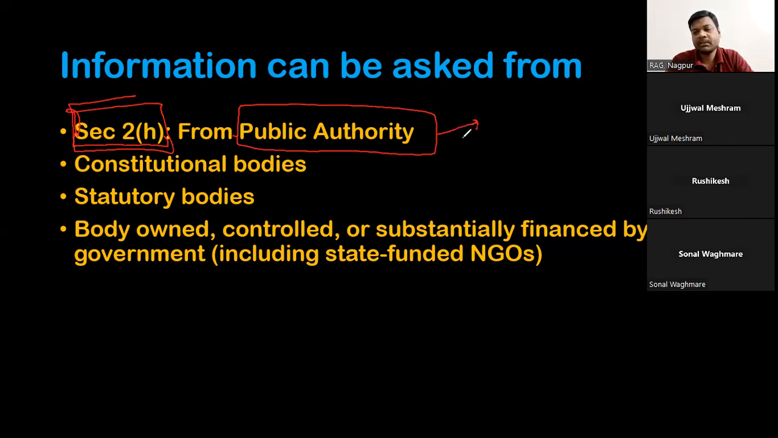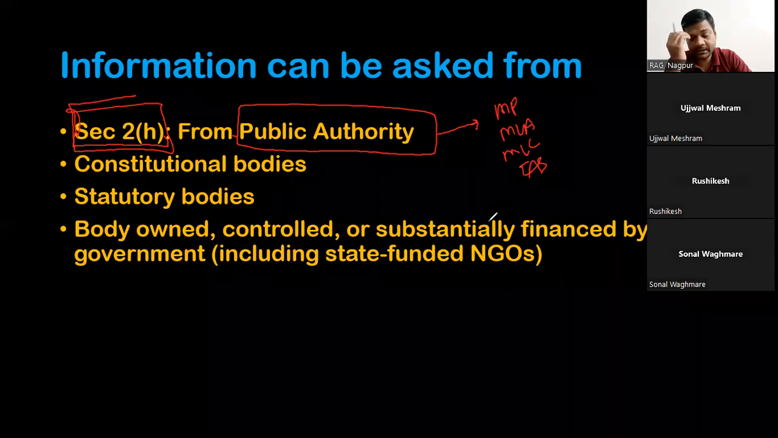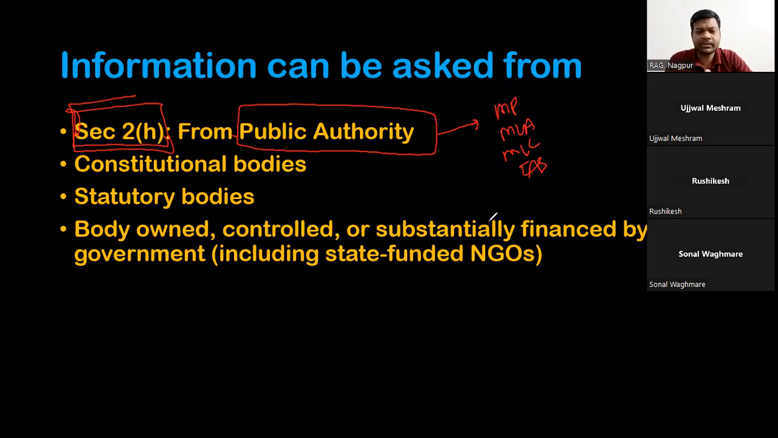Who is a public authority? A public authority is any public servant. That means your MPs, your MLAs, your MLCs, MPs of Lok Sabha as well as Rajya Sabha, MLAs, MLCs if they are present. Then your bureaucrats, the IAS officers, then any government officer, your patwari, talati. All these people are the public authority.